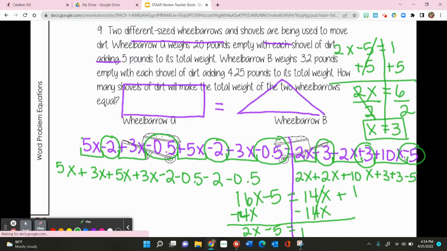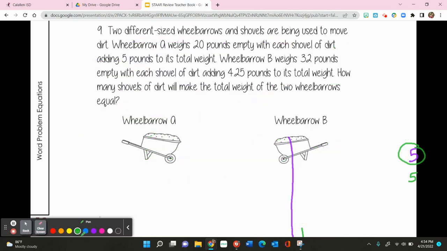Now we're going to go ahead and move on to word problem equations, and we're going to look at number 9. So for number 9, it says 2 different size wheelbarrows and shovels are being used to move dirt. Wheelbarrow A weighs 20 pounds empty with each shovel of dirt, adding 5 pounds to its total weight. And wheelbarrow B weighs 32 pounds empty, with each shovel of dirt adding 4.25 pounds to its total weight. How many shovels of dirt will make the total weight of the 2 wheelbarrows equal?